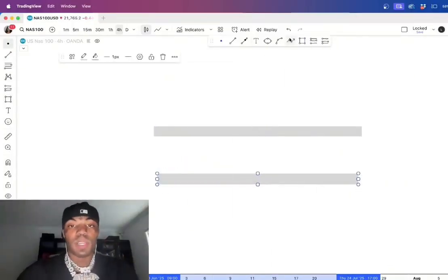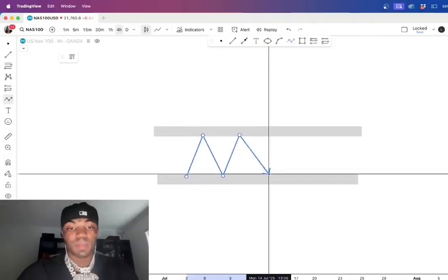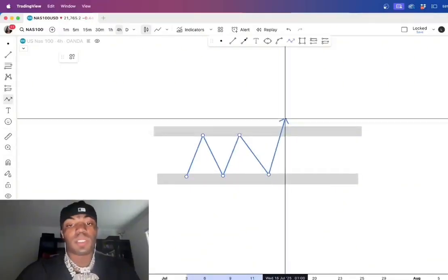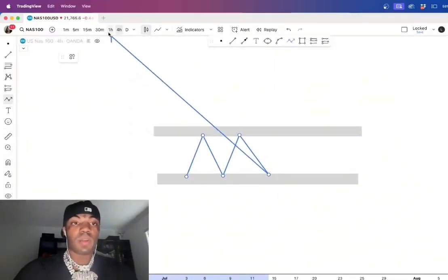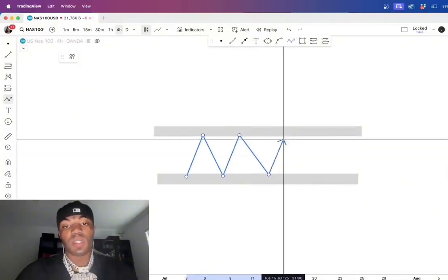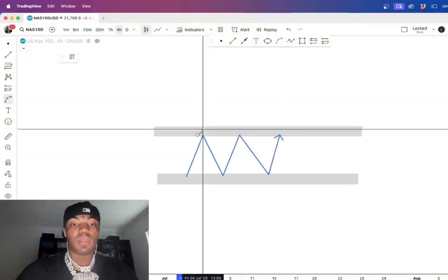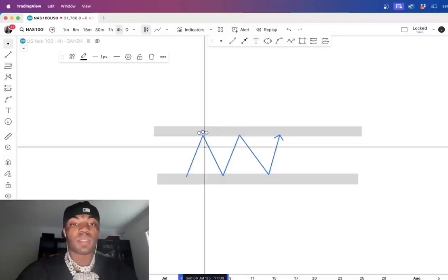So what we have here is price ranging. So we'll have price ranging for a bit. And then there will be an indication, and this indication can be either big or small, it doesn't really matter. I normally personally like to look for the 4 hour, 1 hour levels to do this. So like, let's say if we have our swings. So swings is basically when price goes up to a certain point and then it rejects and then heads the opposite direction. So these are swing highs and swing lows.